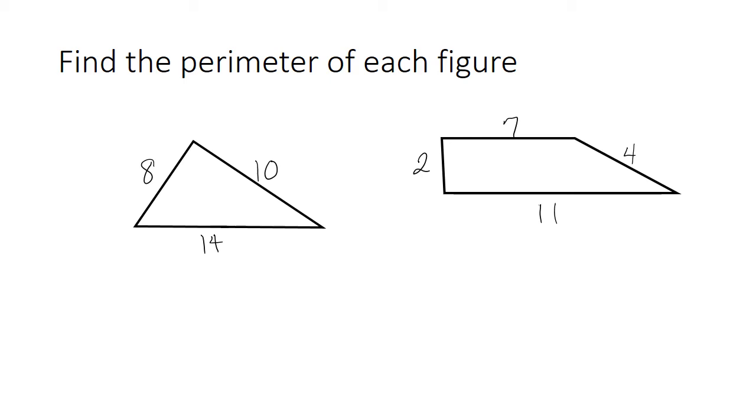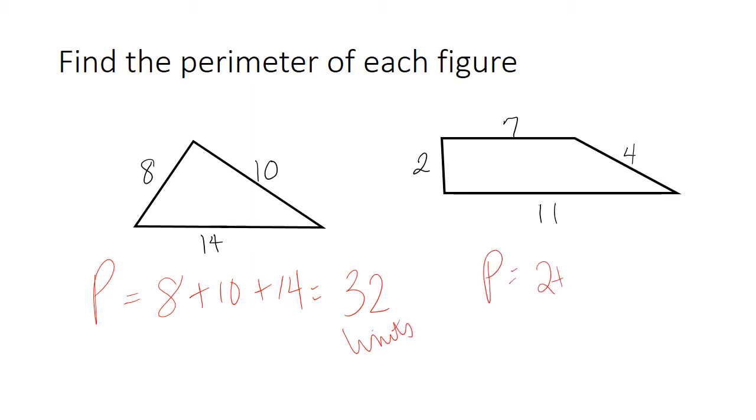So let's find the perimeter of each figure. Remember, the perimeter of any of these regular shapes is going to be you adding the outside edges up. So the perimeter is going to be equal to 8 plus 10 plus 14, which would be 32 units. And on this one, it would be 2 plus 7 plus 4 plus 11. So the 7 and 4 is 11. That would be 22 plus 2 is going to be 24 units.